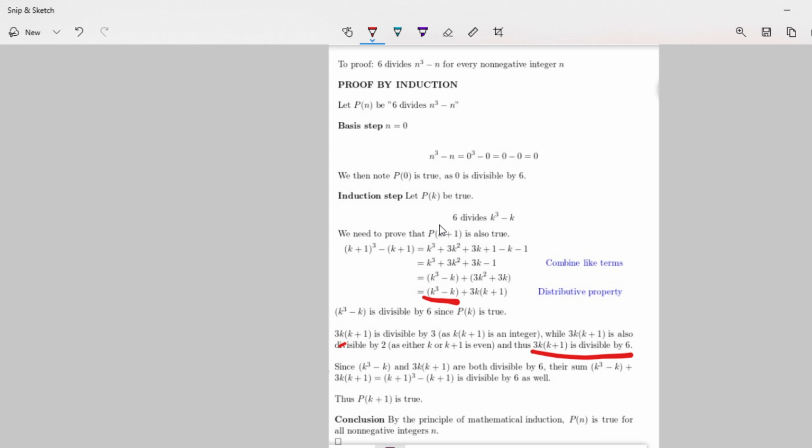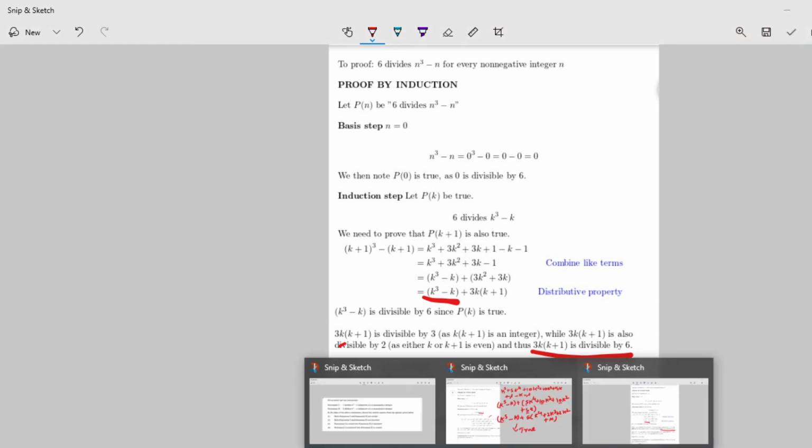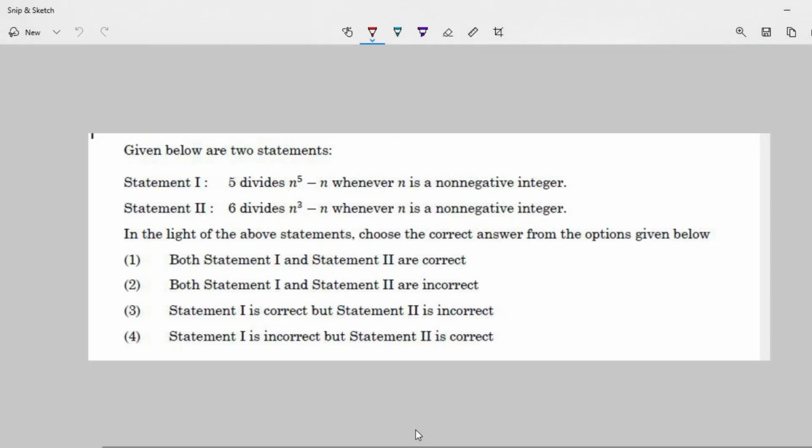So by the principle of mathematical induction, P of n is true for all non-negative integers n. So the statement 2, 6 divides n cube minus n for every non-negative integer n, is true here. So we proved the two statements, statement 1 and statement 2, both are true. So the answer is both statement 1 and statement 2 are correct.